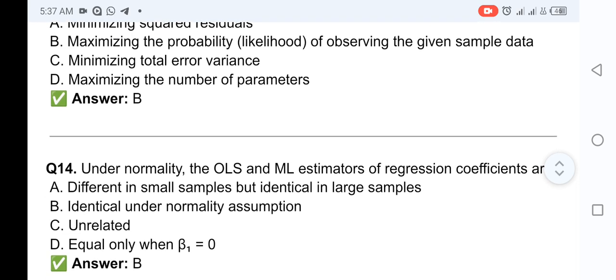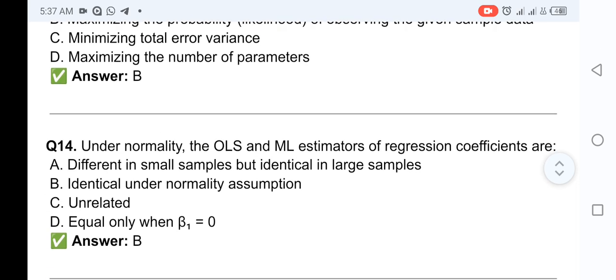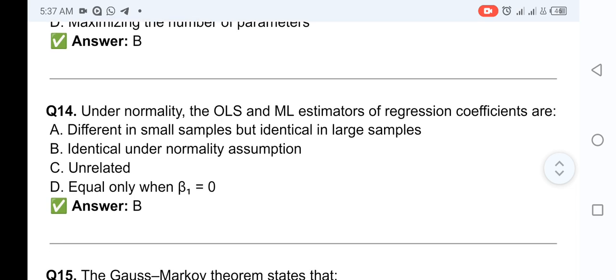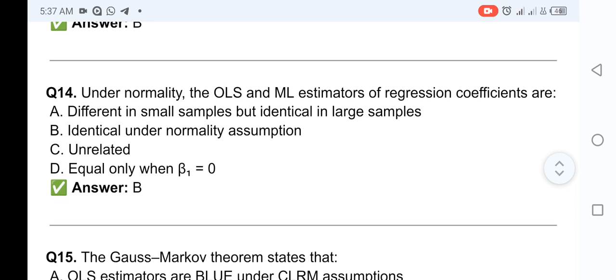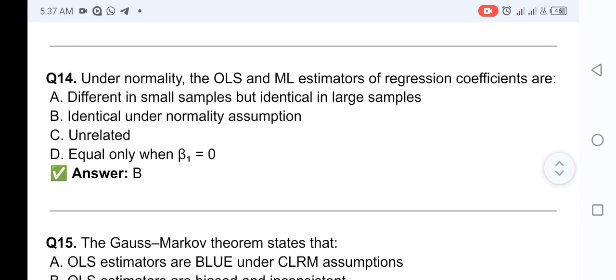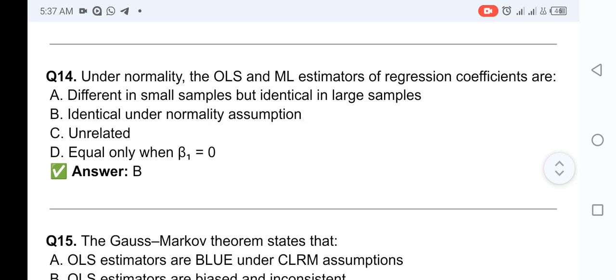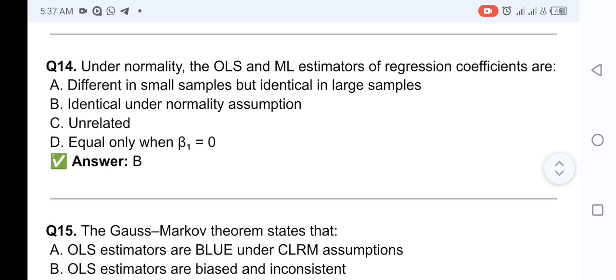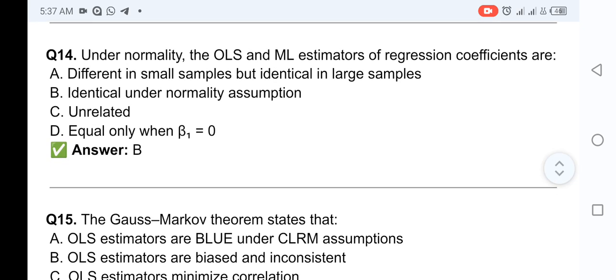Q14. Under normality, the OLS and ML estimators of regression coefficients are: A. different in small samples but identical in large samples, B. identical under the normality assumption, C. unrelated, D. equal only when beta equals 0. Answer, B.